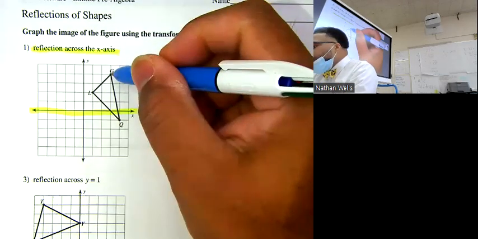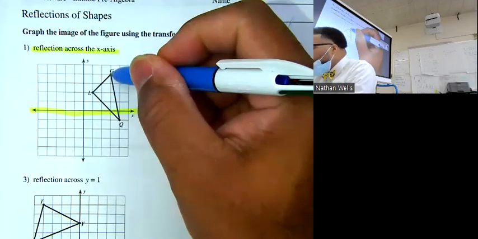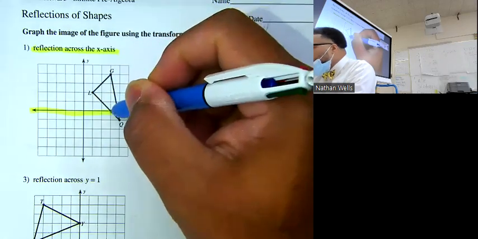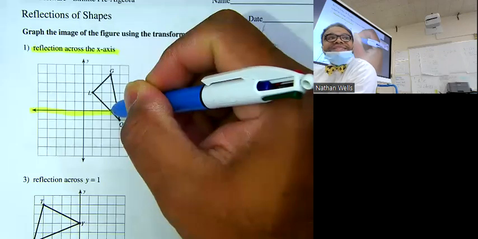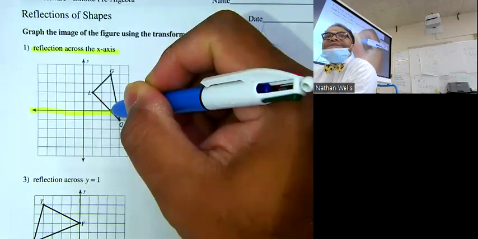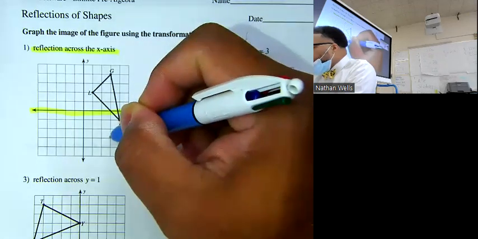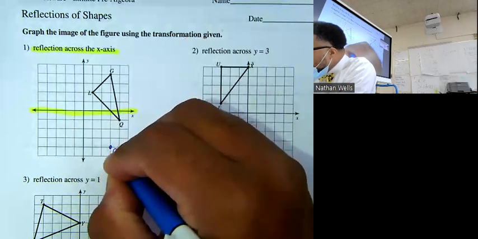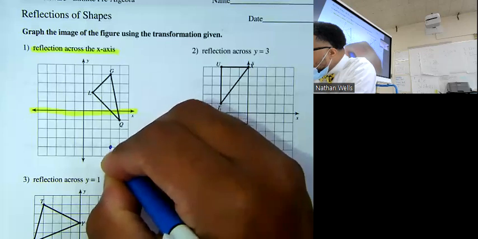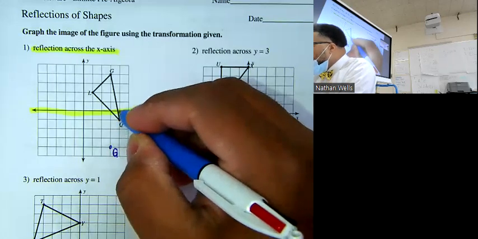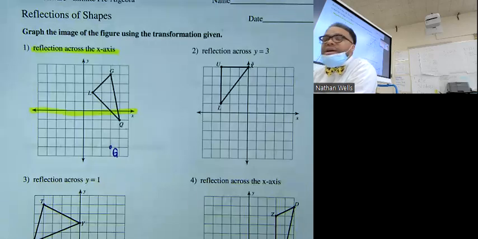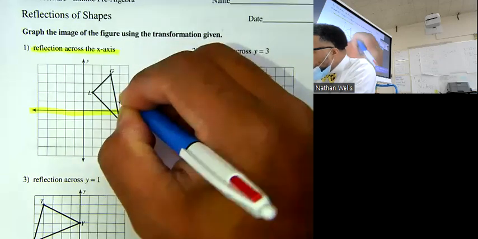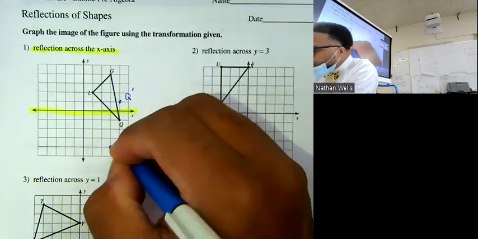You choose your point. Count to the x-axis. How many units? G is 1, 2, 3, 4 units from the x-axis. Count that many units to the opposite side, 1, 2, 3, 4, and plot your prime point. Oh, that was G. Q is 1 unit from the x-axis. Count 1 unit to the opposite side and plot your point. Those are our prime points.